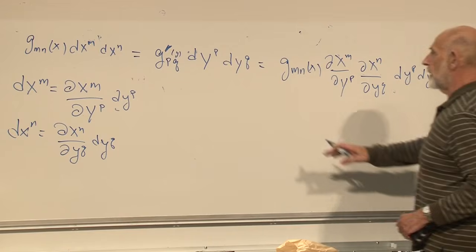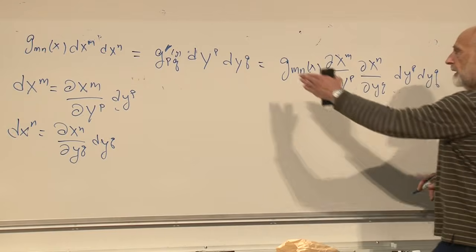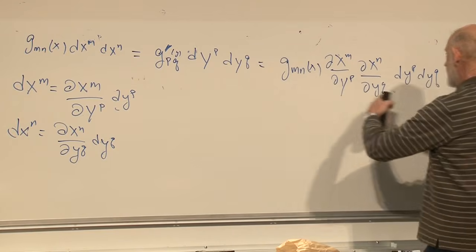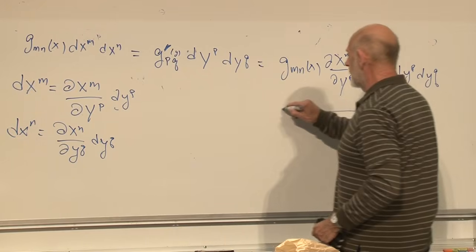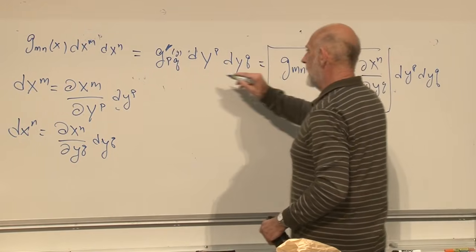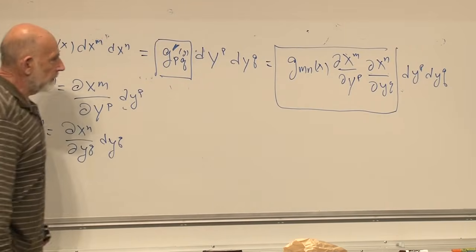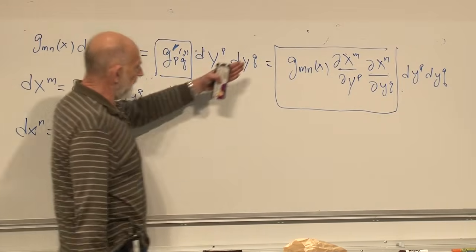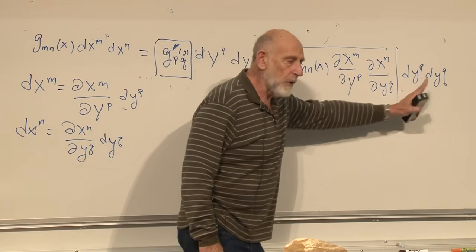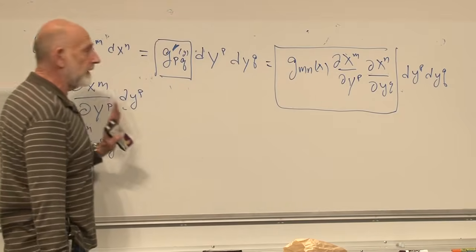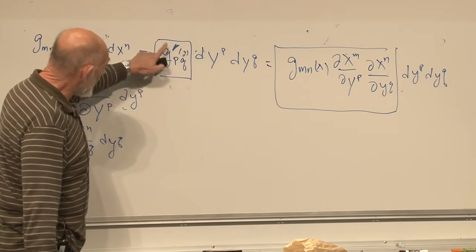So, look at this side over here, and look at this side over here. This has dyp, dyq. This has dyp, dyq. This object over here must be G prime. They play the same role. This is the set of objects, the PQ objects, which you multiply by dyp, dyq to find the length of the vector. And so we found the transformation property.